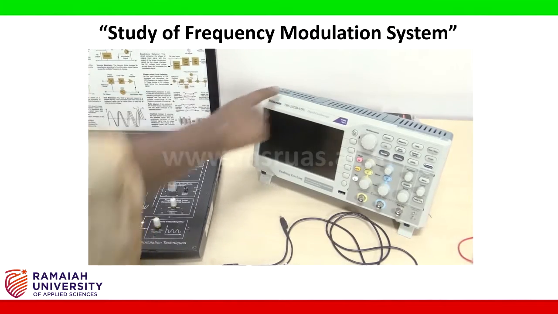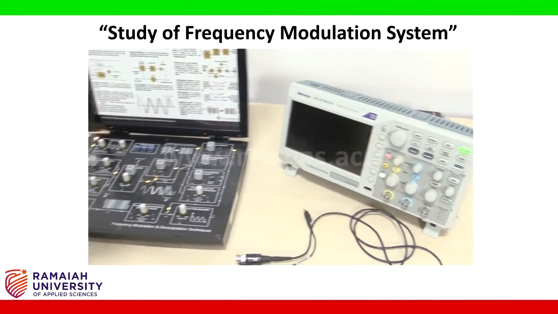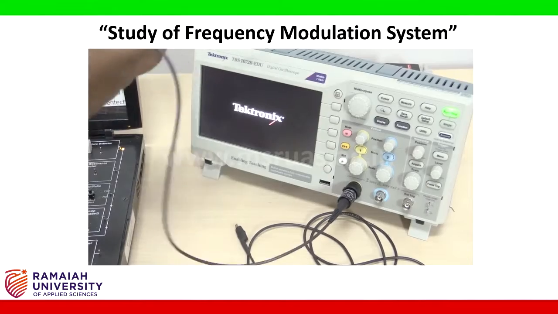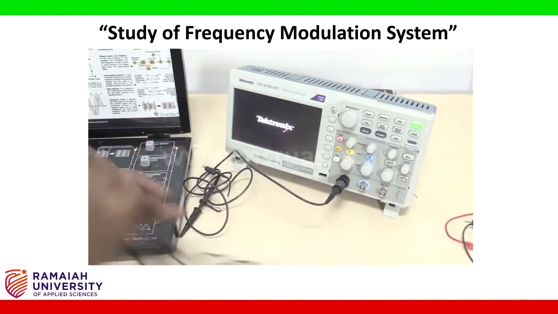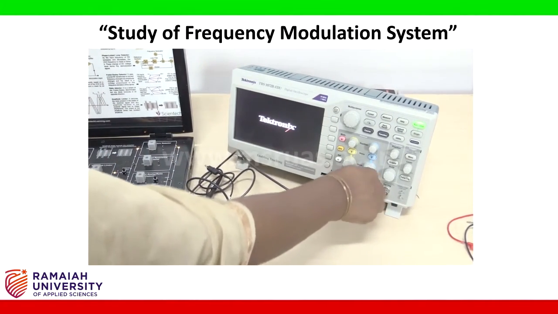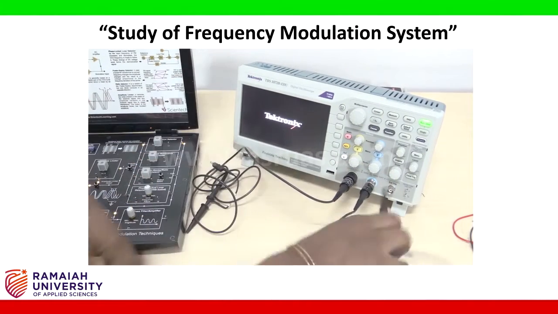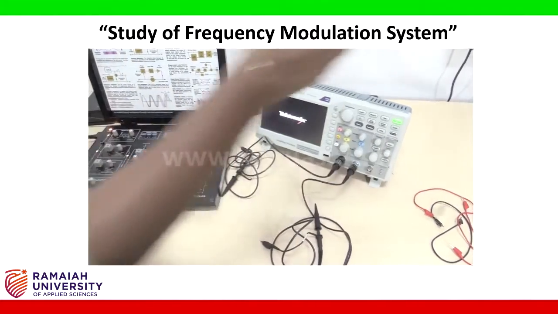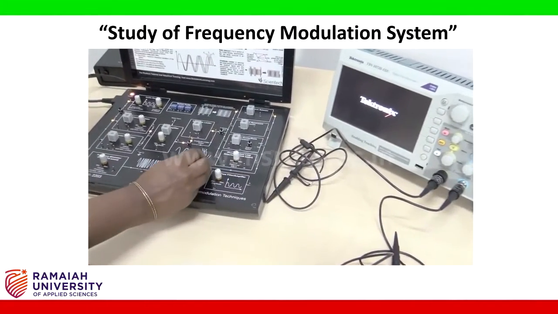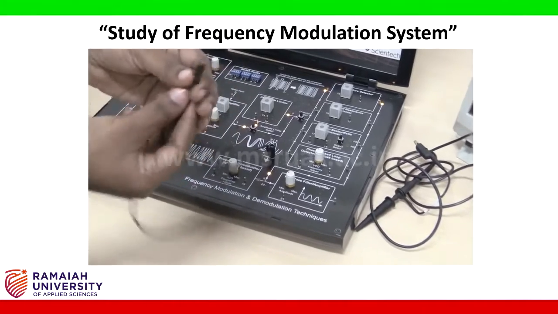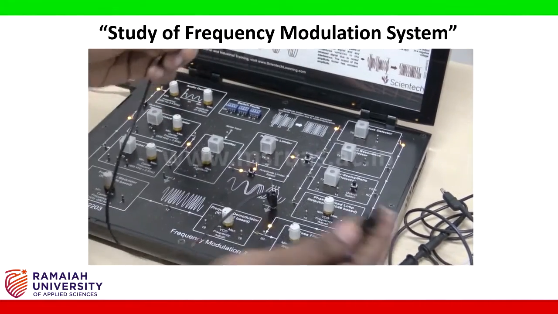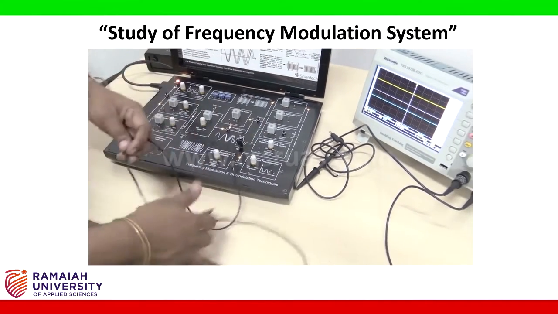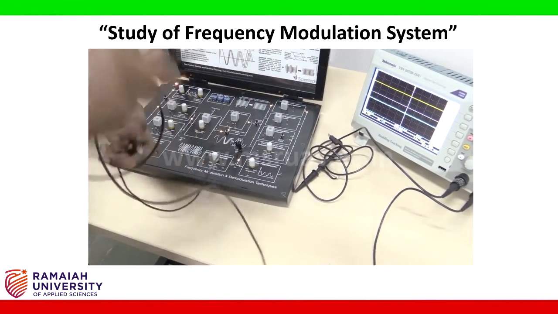Switch on the CRO. Meanwhile, connect one CRO probe to channel 1. We will use this for message verification. Channel 2, connect it using another CRO probe. We will use this for output verification. Take a connecting wire and connect it to the ground and leave this to be connected to the output. So this is second channel of the CRO connected to the ground. Second channel's negative is connected to the ground.